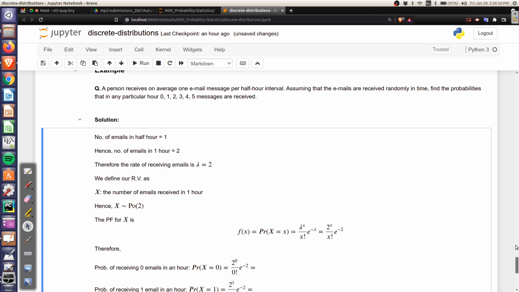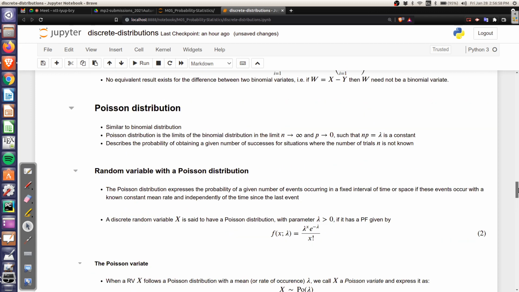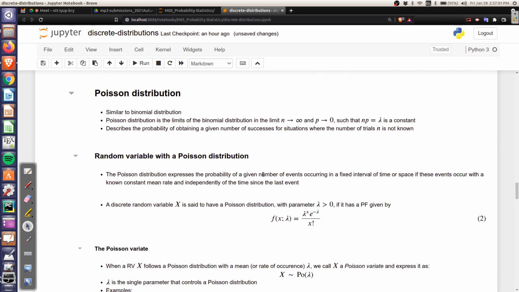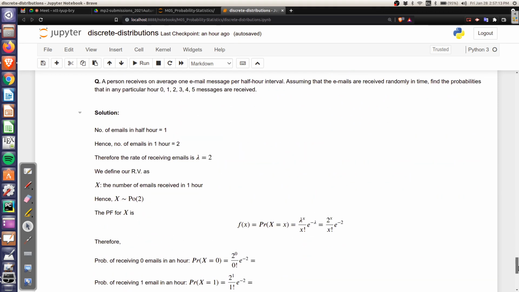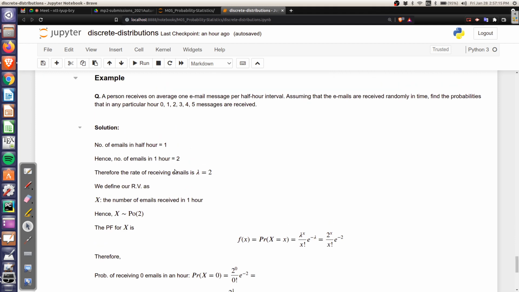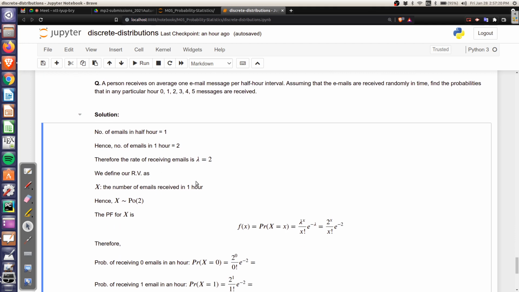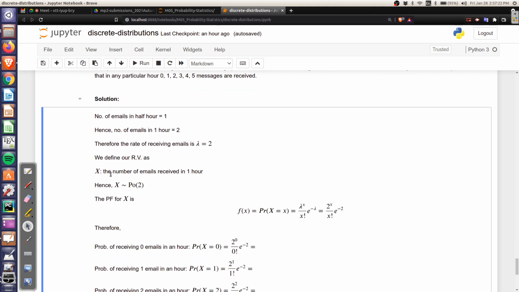Now remember here, what did we say about the Poisson distribution? It's when you have a given number of events occurring at a fixed interval of time or space. Which is the fixed interval of time? 1 hour is the fixed interval of time, and within this 1 hour how many events are occurring? There are 2 events. That is, receiving an email is the event. So in 1 hour 2 emails are being received, so lambda is going to be 2 here. So what do we define the random variable as? We define it as the number of emails received in 1 hour.